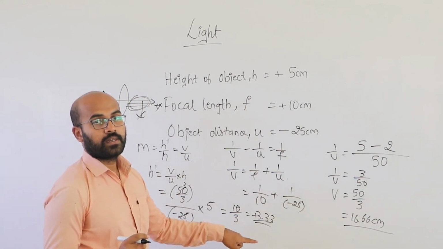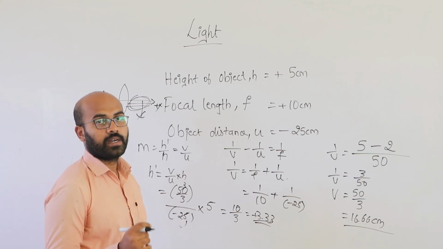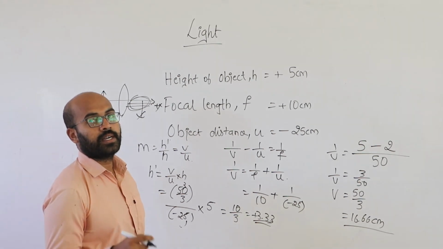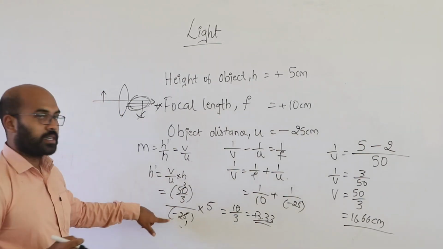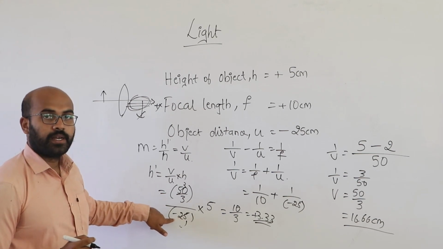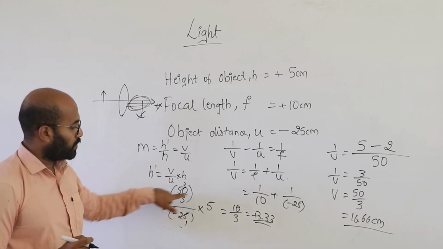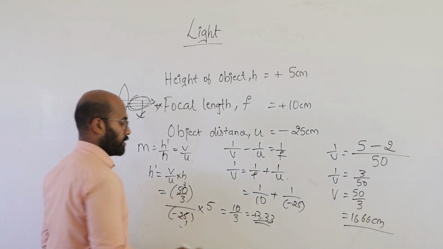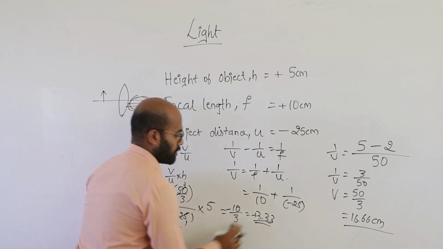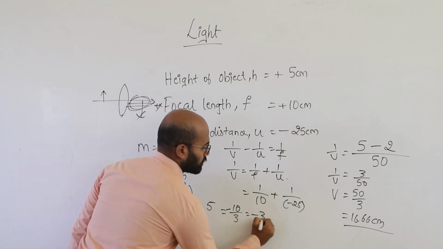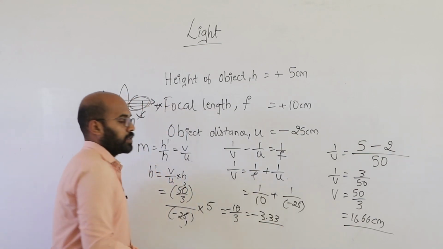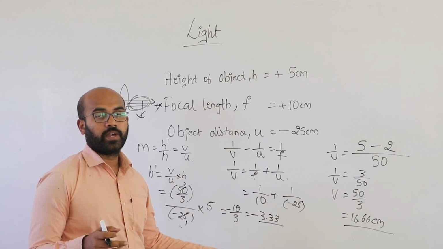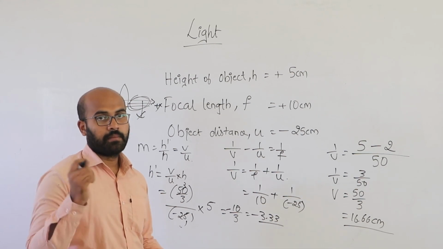It's not plus, it's minus, because it is real and inverted. In lens, when it's real and inverted, the magnification is negative. So what is it that you made a mistake on? When you see here in the denominator you have minus 25. Nowhere else is there a minus. So it's only 1. So it is minus. So this becomes minus 3.33. So whenever you get the final answer, if you want to cross verify, this is how you can do. I did the same thing in mirror.